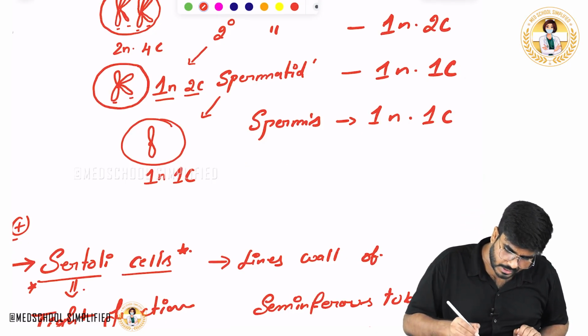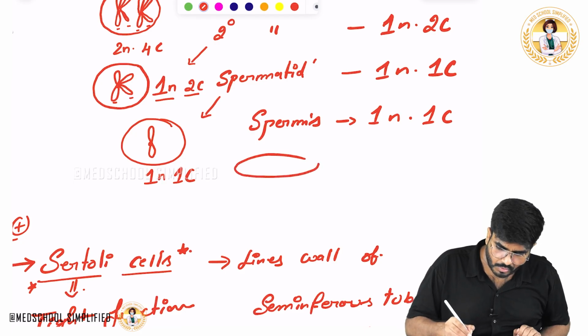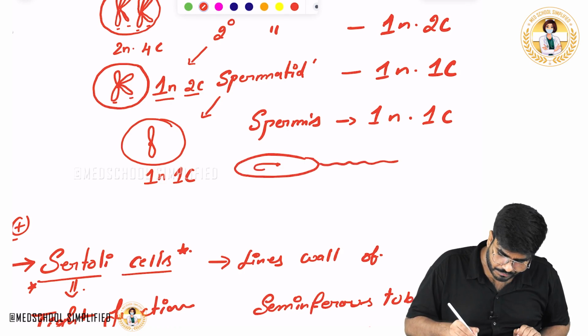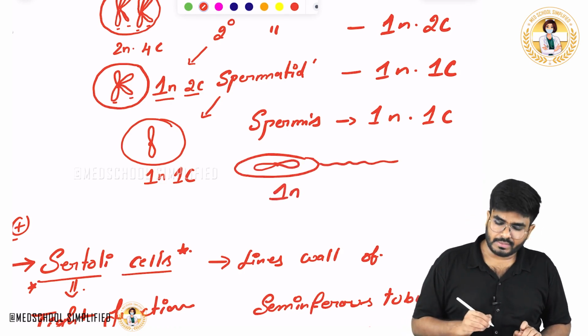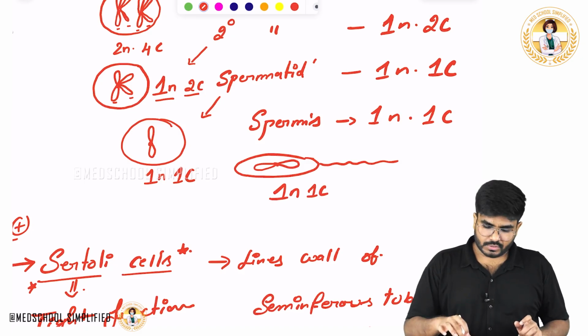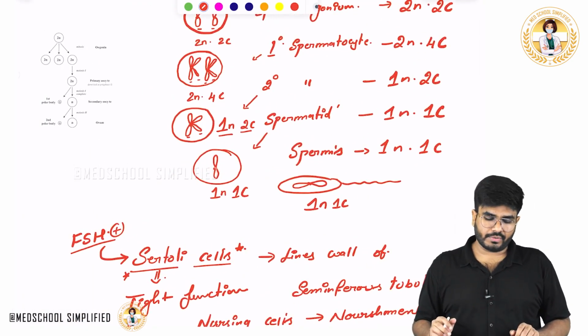Okay, in the sperm also, what do you have? One set of chromosomes, only one set. 23 chromosomes will be there. So they are haploid, 1N, 1C. Okay, so these are the points which I want you to know for your exam.